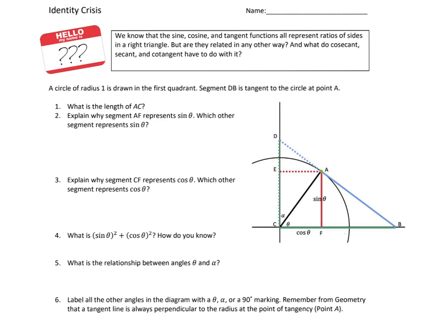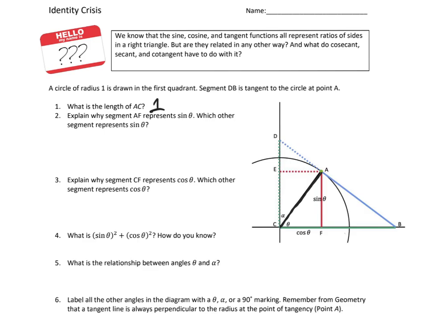Okay, so the length of AC, I can draw over right here. It's this black line. But we were told that we have a circle with radius 1, and AC is the radius of that circle. So I'm going to say AC equals 1. And then it says, explain why AF represents sine of theta.